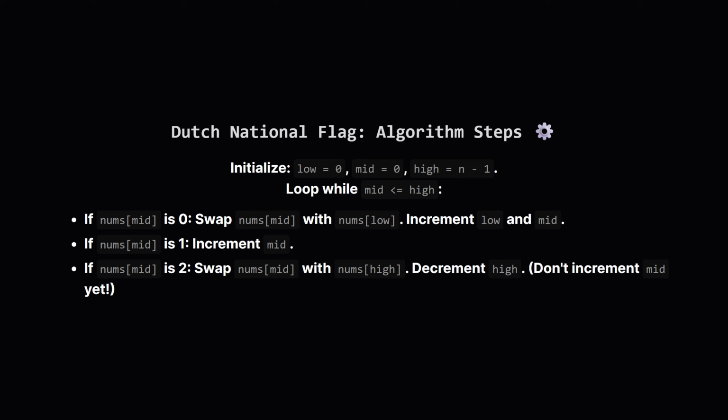Now, if the number at mid is a 2, twos belong at the end. So we swap the number at mid with the number at high. Then, we move high one step backward. But importantly, we don't move mid yet. Why?